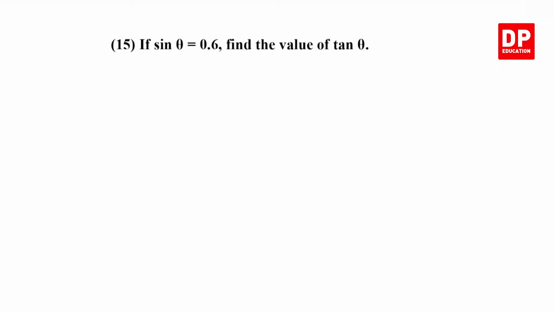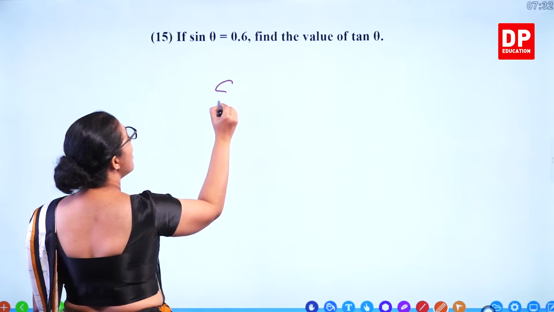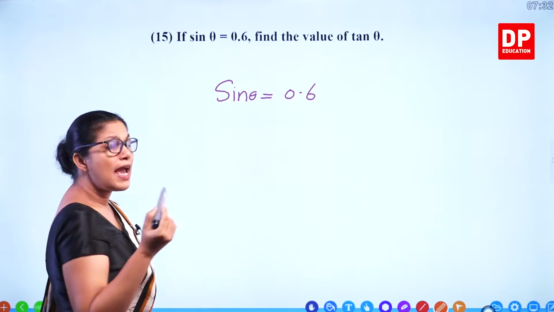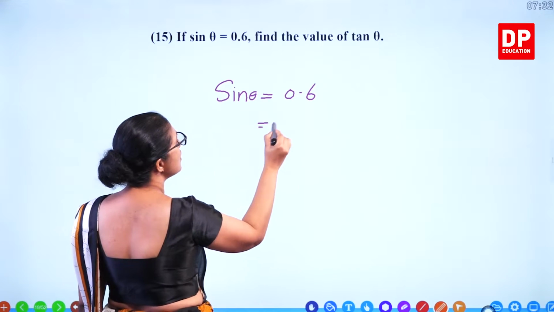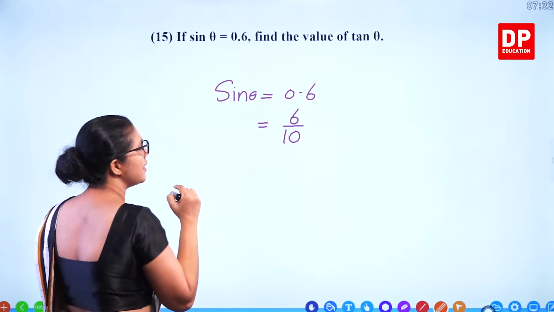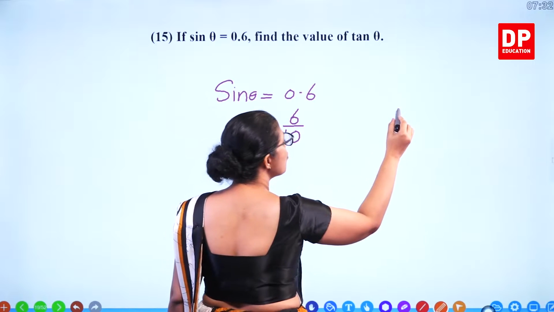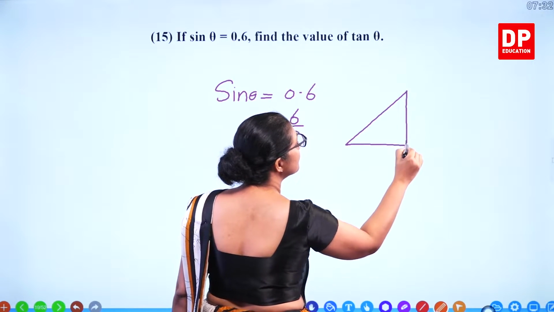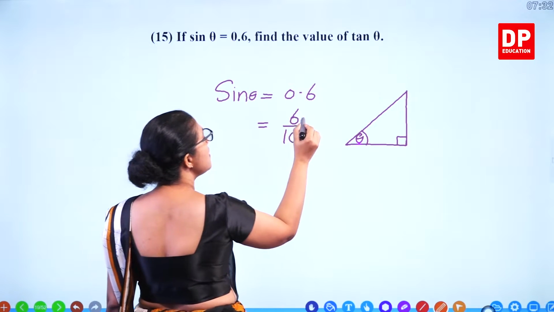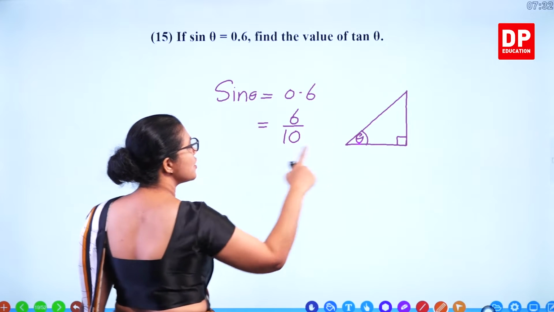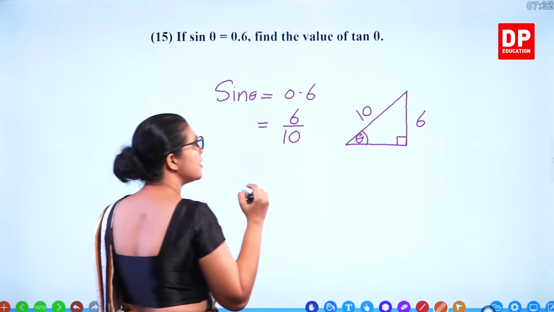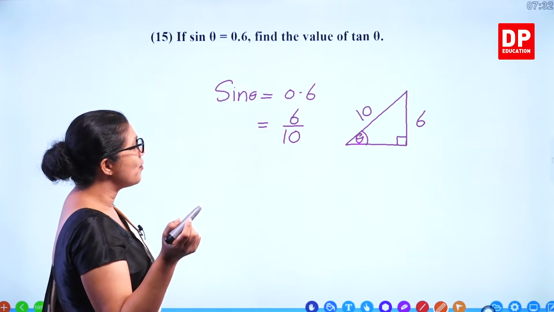Question number 15. If sine theta equals 0.6, you are asked to find out the value of tan theta. So we'll write in a fraction. So multiply by 10, 6 over 10. So when you take a triangle, if the angle is theta and this is a right angle triangle, this means opposite and this is hypotenuse. So here to this angle, this is 6 and hypotenuse is 10. Using Pythagoras, you can find out the other length.